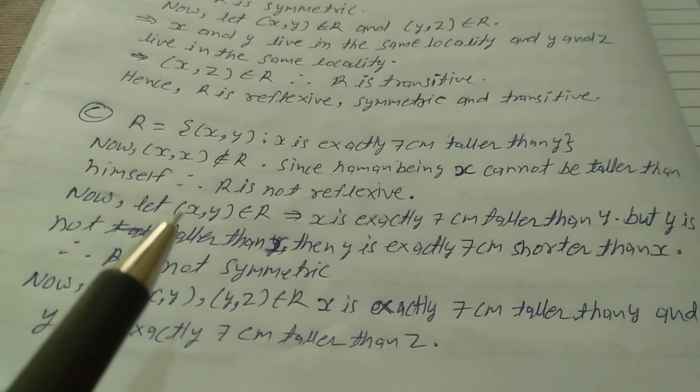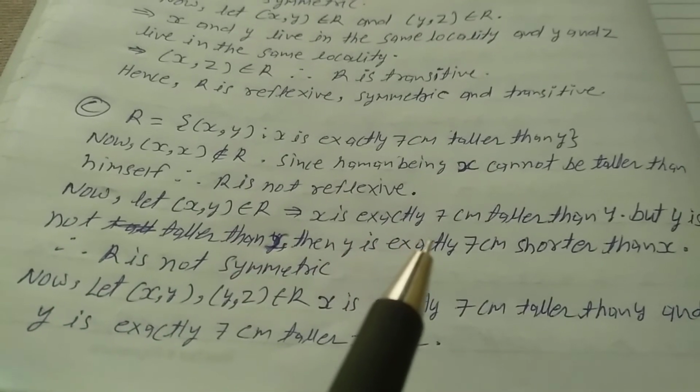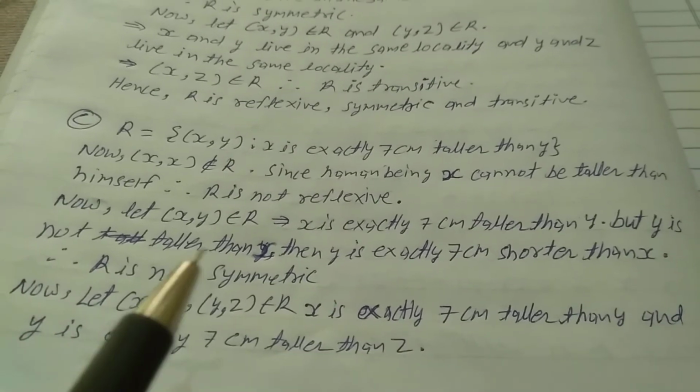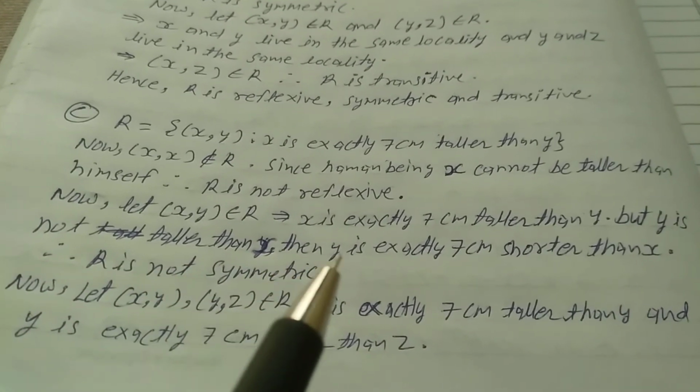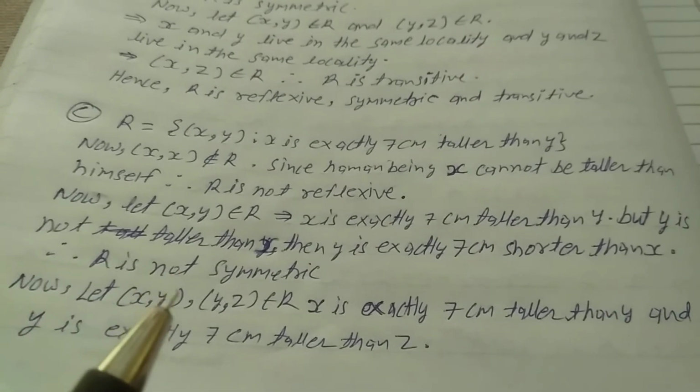Now let (x, y) belong to R. x is exactly 7 cm taller than y, but y is not taller than x. Then y is exactly 7 cm shorter than x. Therefore R is not symmetric.